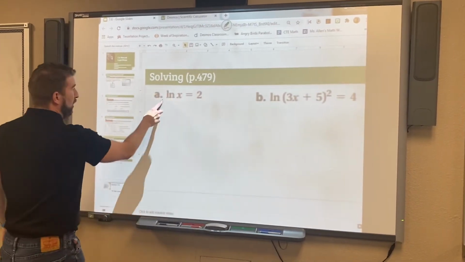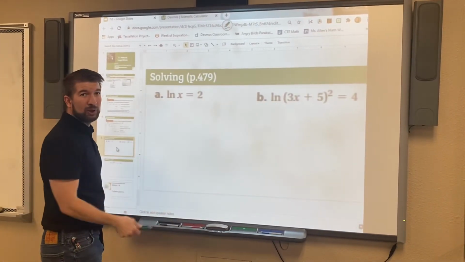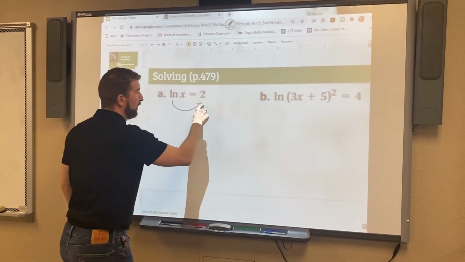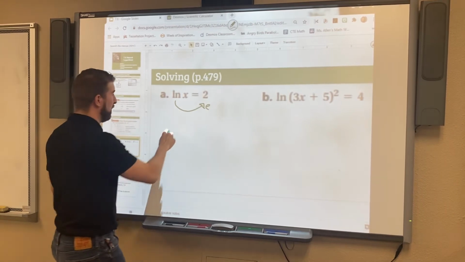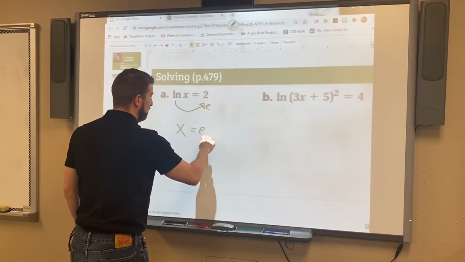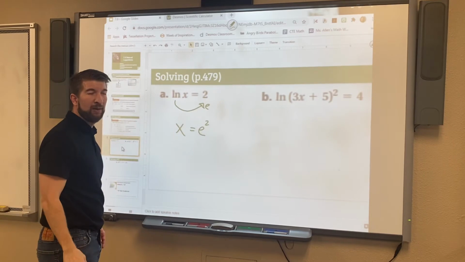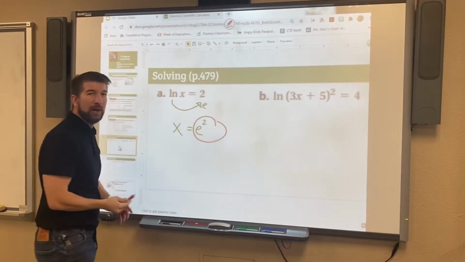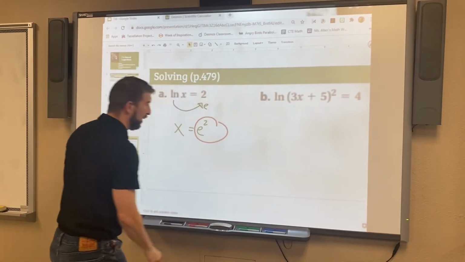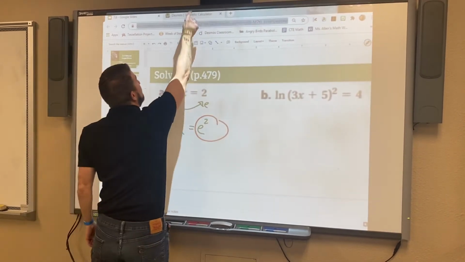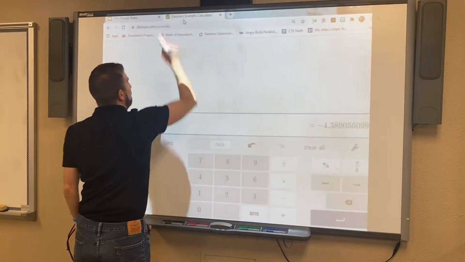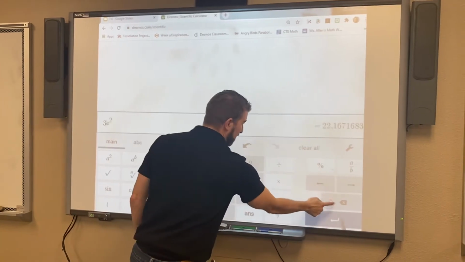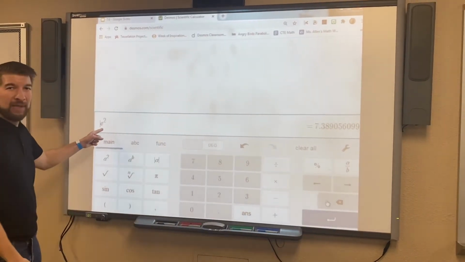So, natural log of x equals 2. When you see this ln, you're just going to move it to the other side, that e. So I'm going to rewrite this as x equals e squared. Once you get the x and a number or the e squared, you're just going to plug that into the calculator. I already have 3 minus e squared, so I'm just going to make it easy on myself. You just type it in as e squared.